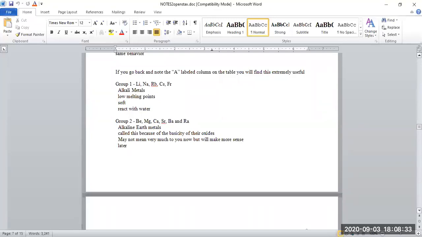So let's skip down to the next group, the next column over. This one, we're not going to ignore the element at the top: beryllium, magnesium, calcium, strontium, barium, and radium. These have a similar name, but not the same. They are known as alkaline earth metals. If you allow them to react with oxygen, you would find that their oxides, in the world of pH, are really basic.